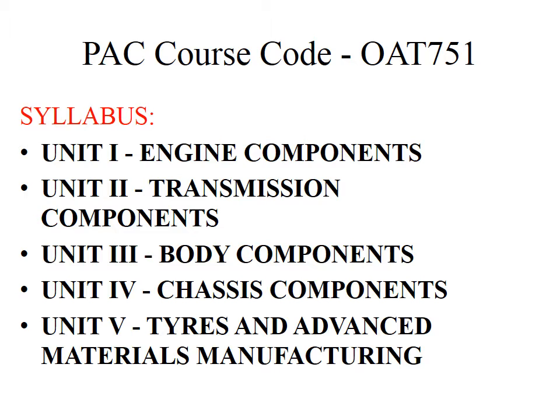So first, the course code for production of automotive components, which is PAC, is 080751. And I would like to go through the syllabus before starting the course. So we have 5 units. The first unit talks about the production of engine components, second transmission components, third body components. The fourth unit will be about the chassis component production, and fifth unit is about the production of tires and advanced materials manufacturing. So these are the 5 units. So if you see, basically we are dealing with all the automotive components, which are classified into 5 different categories over here. So that is the course syllabus.